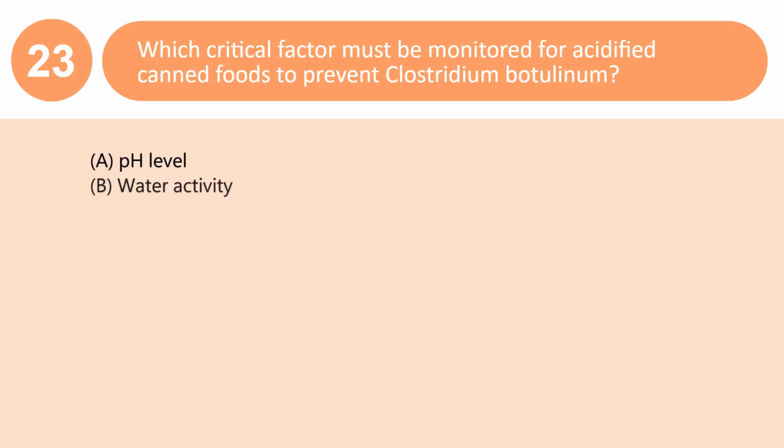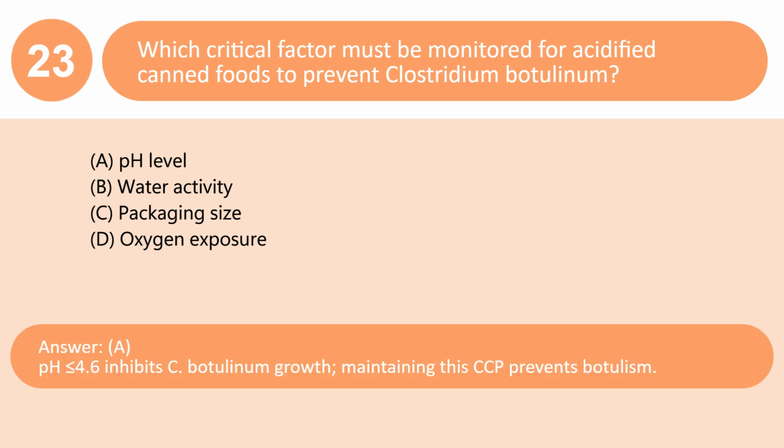Which critical factor must be monitored for acidified canned foods to prevent Clostridium botulinum? A. pH level. B. Water activity. C. Packaging size. D. Oxygen exposure. Answer: A. pH less than or equal to 4.6 inhibits C. botulinum growth. Maintaining the CCP prevents botulism.